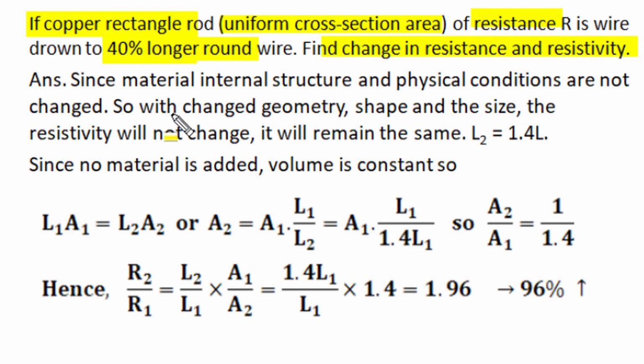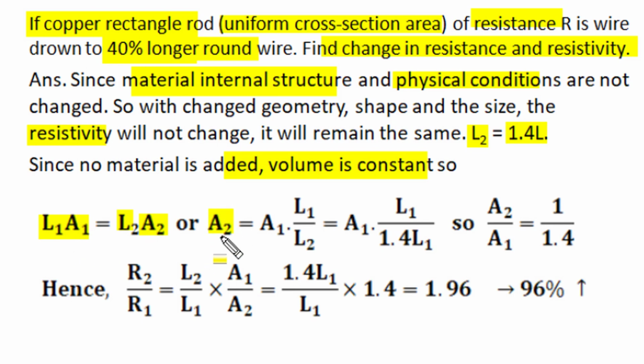Since during rolling the material's internal structure and physical conditions like temperature are not changed, with change of these geometric parameters the resistivity of the wire will not change. So resistivity will remain the same even when by wire drawing the length of the wire is increased by 40%. Since by the rolling process the new length becomes 1.4 times the initial length, no material is added, so the volume of material will remain constant, and volume is the product of length and cross section area.